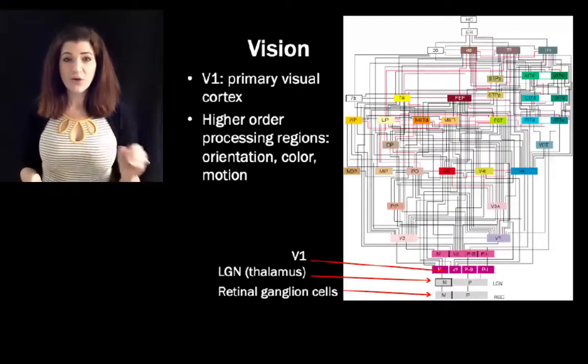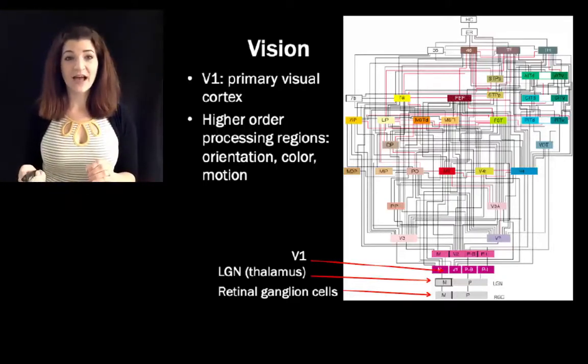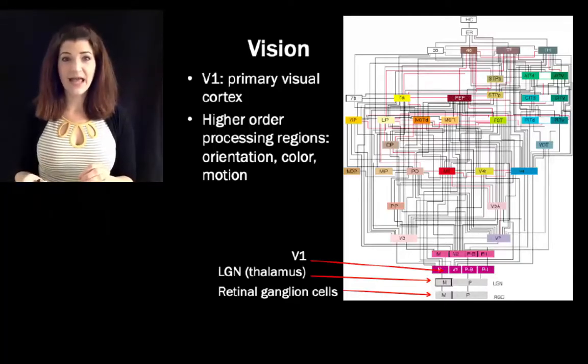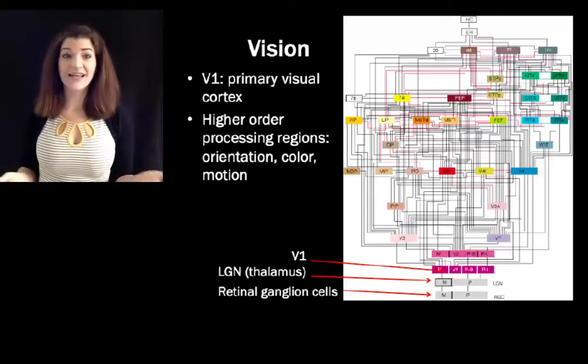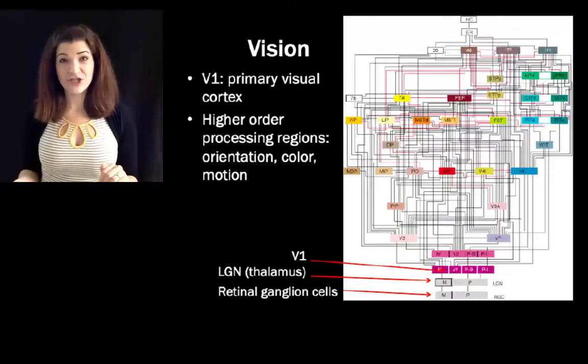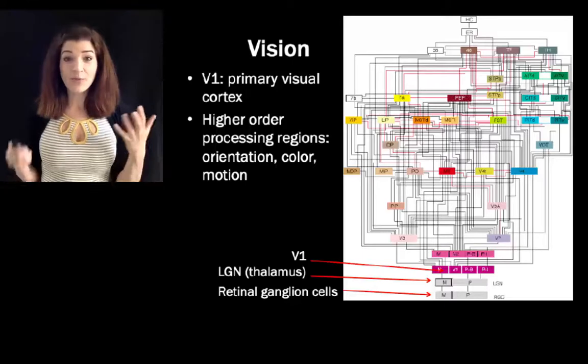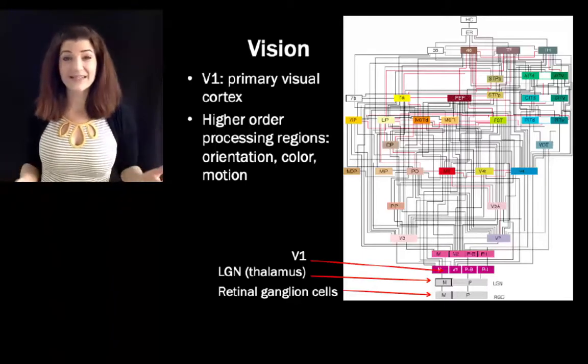So what I've mentioned so far is representing the retinal ganglion cells and the lateral geniculate nucleus in the thalamus and primary visual cortex V1. But as you can see, there are many other cortical processing regions involved in processing visual information, right? So this is way more information than you're responsible for, but I include it for some context and to help you appreciate the scope and complexity of the visual system.